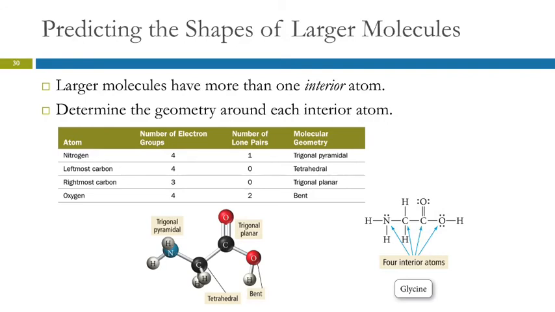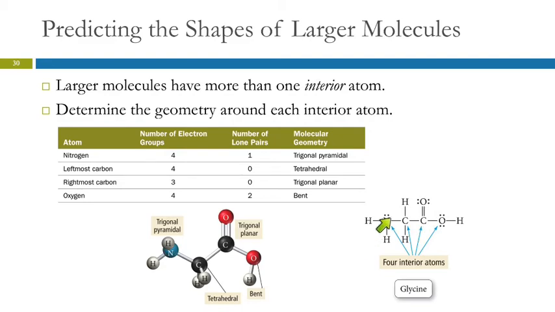So what if you have a larger molecule that's got more than one central atom? Well, you're going to look at the geometry around each of those central or interior atoms, and that will help you to predict the geometry. So if we look at this one, this is glycine. This is an amino acid. Here's the Lewis structure. There's actually 4 interior atoms.